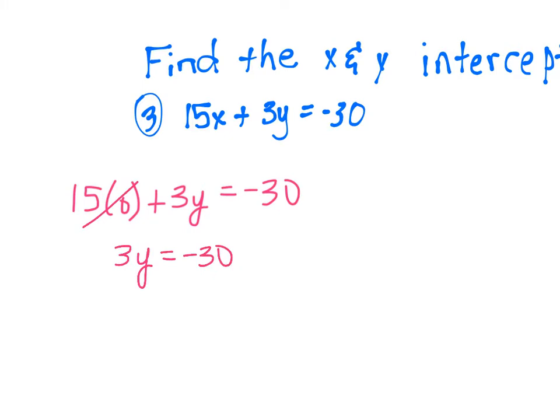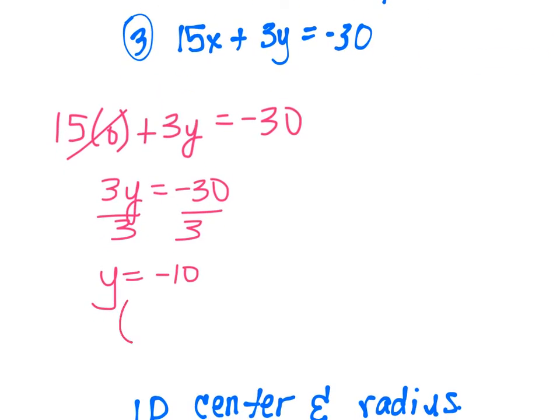Now what? Divide by 3. So y equals what? Negative 10. How would I write that as a point? What did I plug in for x? Zero, and I got out negative 10. Good. Very good.